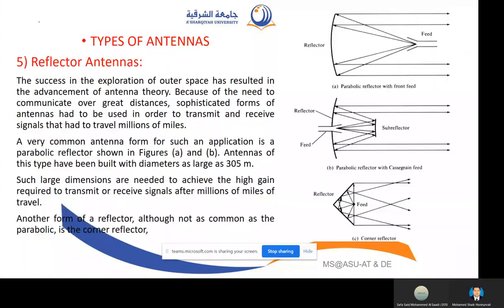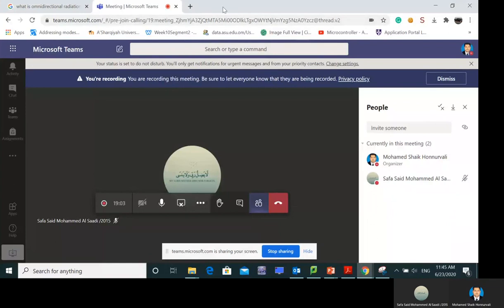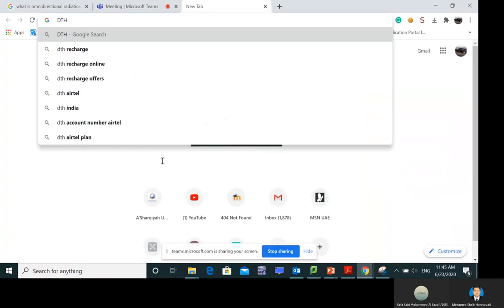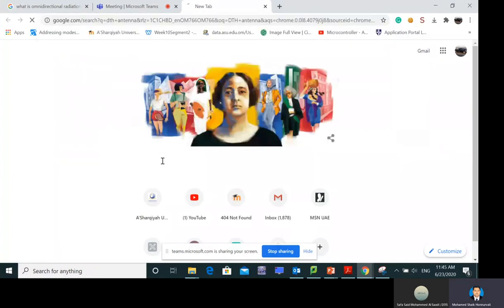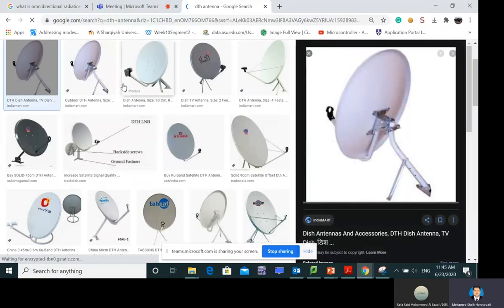Next is the reflector antennas. I would say these are very popular these days because of all your DTH. You know DTH, right? Direct to home television. For example, let me show you in Google. DTH antenna. See, these are all examples of reflector antennas. This is a reflector antenna.